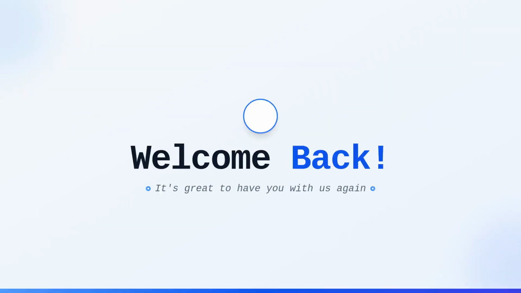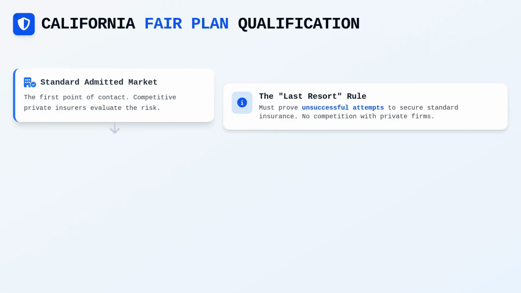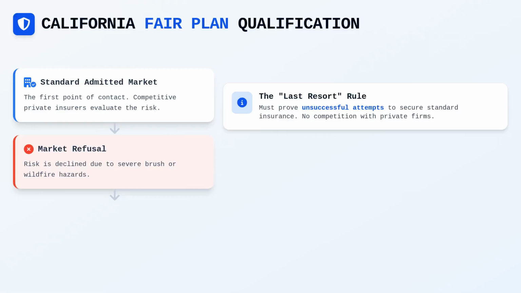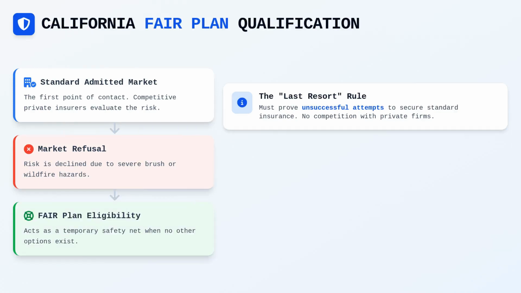Welcome back. To qualify for the California FAIR Plan, a property owner must satisfy specific criteria designed to reinforce its position as the state's insurer of last resort. The core requirement mandates that the applicant must have unsuccessfully attempted to obtain property insurance in the standard admitted market. This means the normal, competitive voluntary market must have declined the risk, which often happens in areas exposed to severe brush or wildfire hazards. This operational boundary ensures the FAIR Plan does not compete with private enterprises, but instead acts exclusively as a temporary safety net.